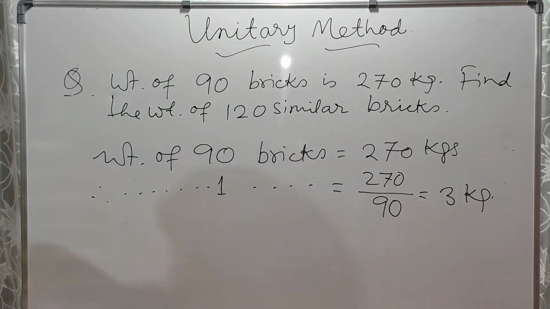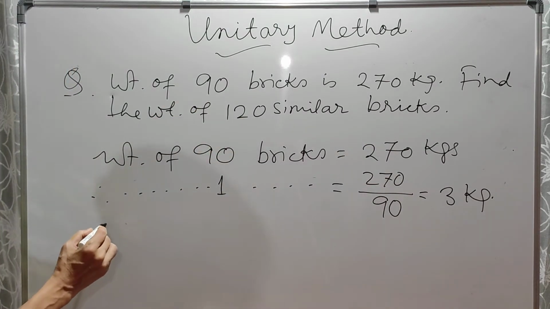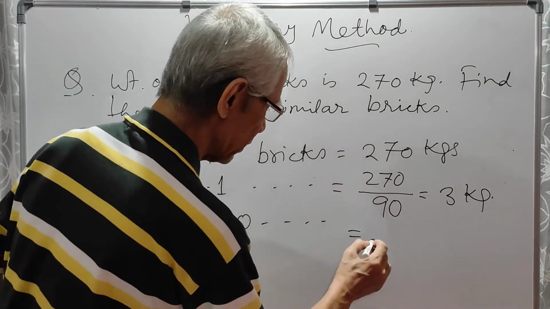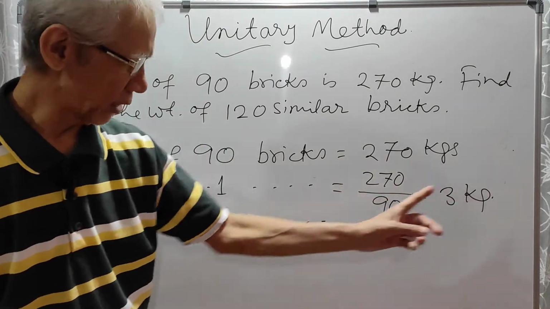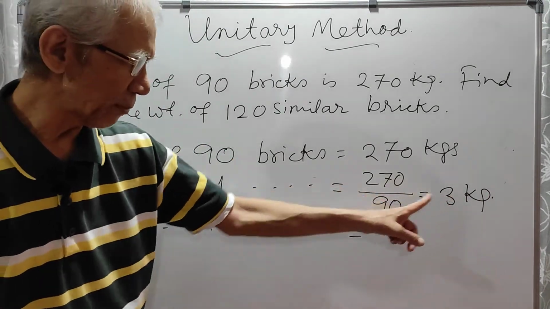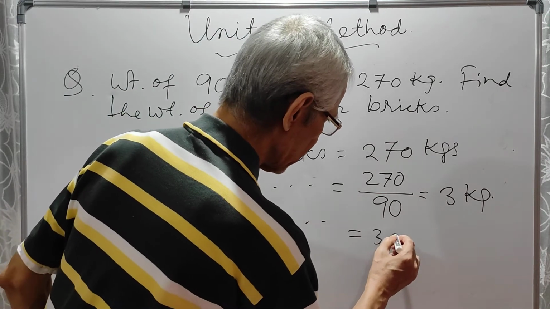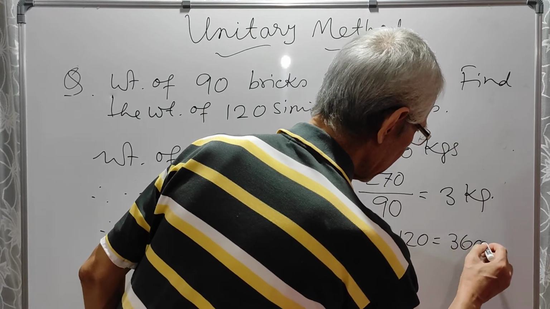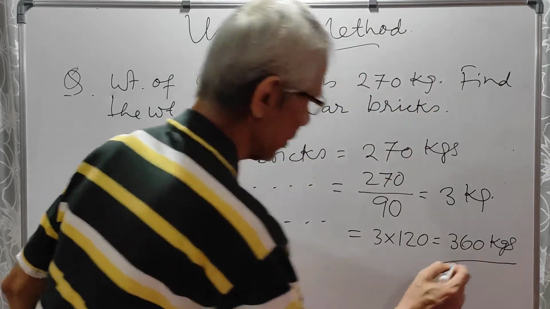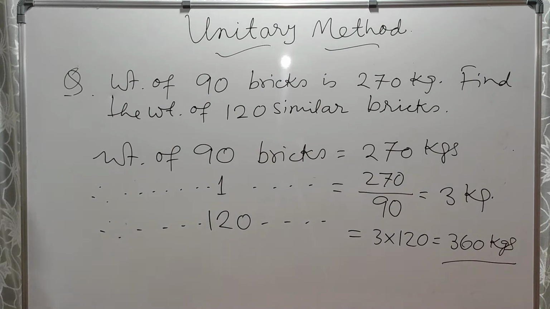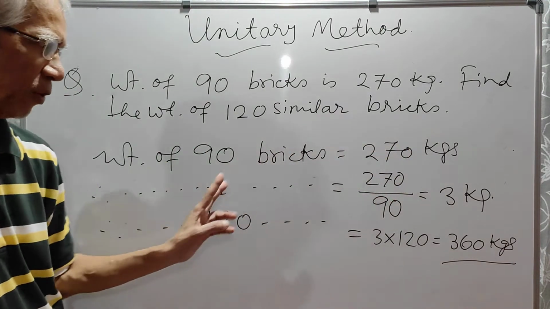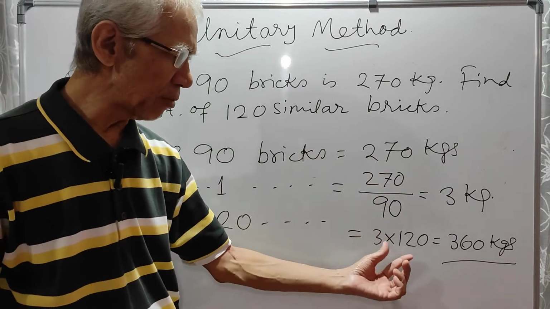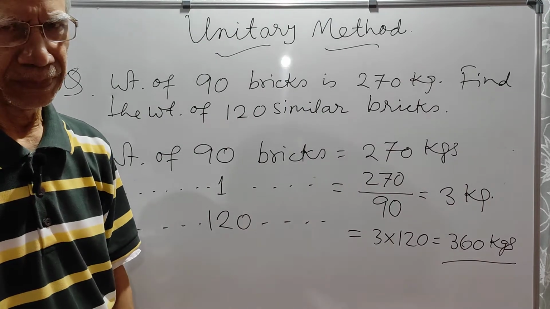3 kg. Now we have to find the weight of 120 similar bricks. So weight of 120 bricks equal to what? Now weight of one brick is 3, so weight of 120 will definitely be more. So multiply 3 into 120. That means 360 kgs. So this is the answer. Weight of 90 bricks 270 kg, weight of one brick 3 kg, weight of 120 bricks 360 kg. Now where to divide, where to multiply? That point should be clear. Right?